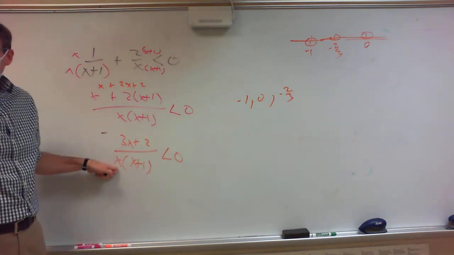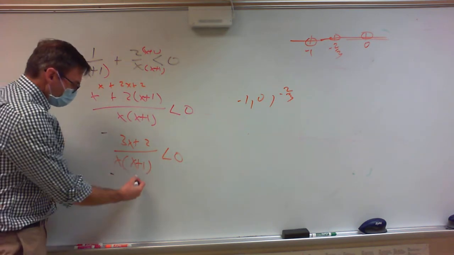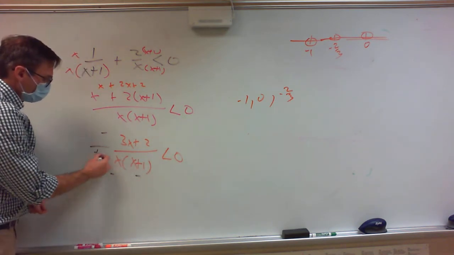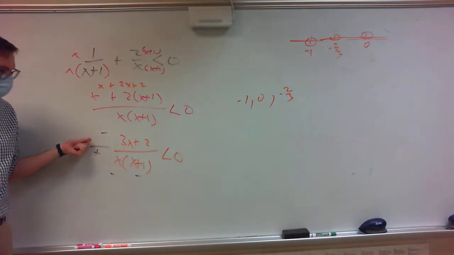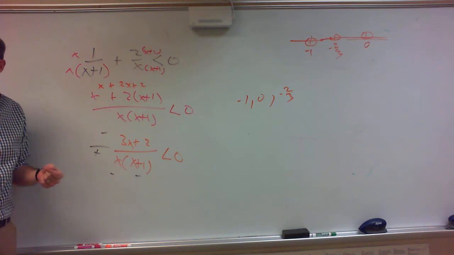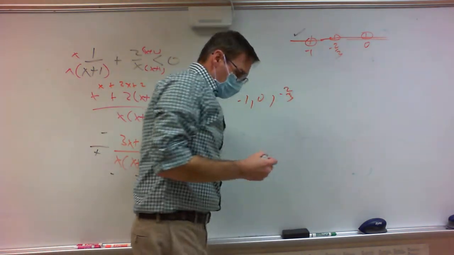And on the bottom, well, that's negative. Negative 1,000 plus 1, well, that's negative. Are we okay? The top's negative and the bottom's negative, so the whole thing's positive. Is positive less than 0? No. So this one doesn't work.